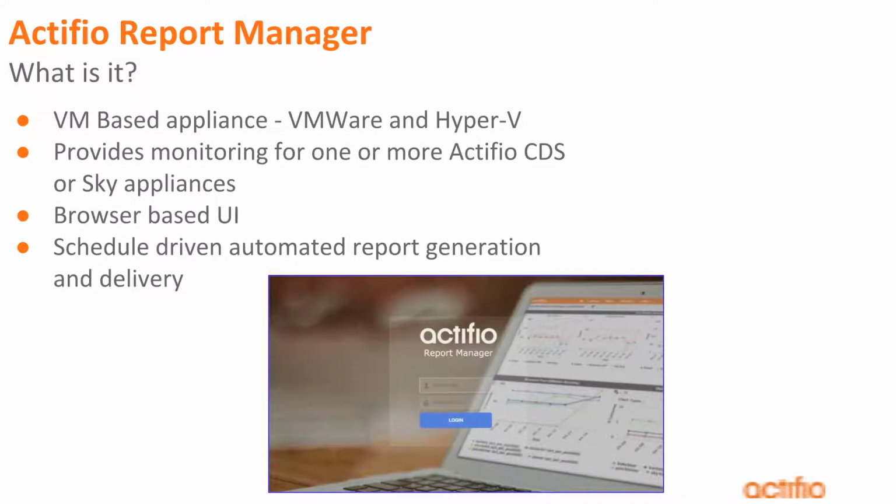It's a browser-based UI, so anywhere where you can connect to your network and you've got good routing to get from the machine that you've opened the browser on to your Actifio environment, you can access all of this information. It doesn't require a special installer. Once you've got the Report Manager installed in the VM, any place you can access your environment via a web browser, you can get all this information.